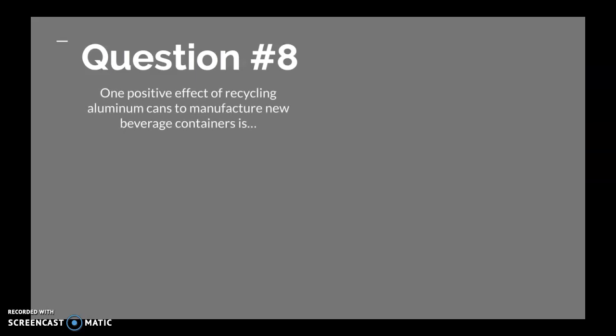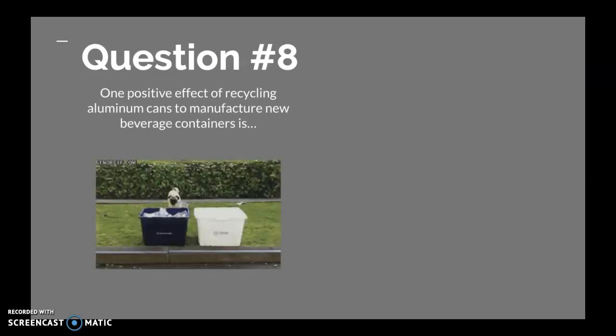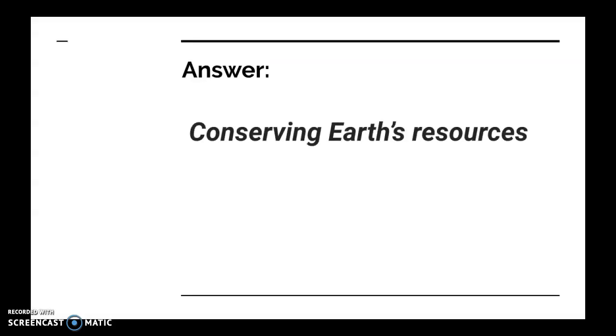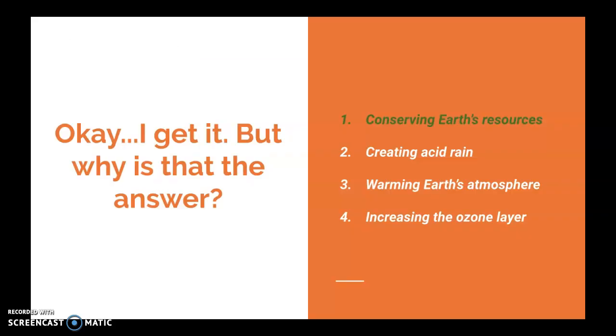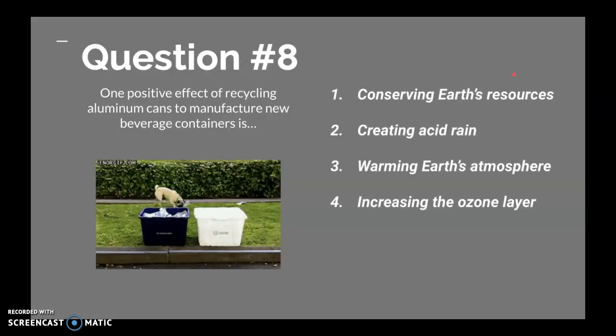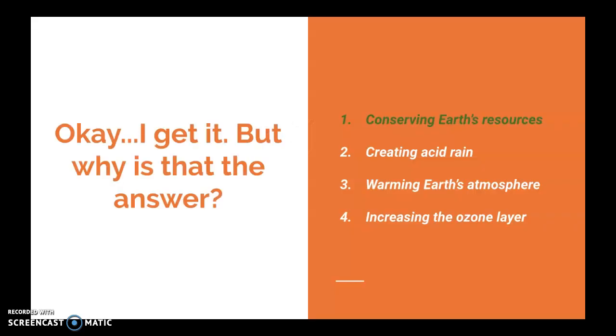Number 8. One positive effect of recycling aluminum cans to manufacture new beverage containers is conserving Earth's resources, creating acid rain, warming Earth's atmosphere, increasing the ozone. Answer: conserving Earth's resources. Folks, when we recycle, we conserve Earth's resources. We're not making new things, right? For this one, we can't accept acid rain. We can't accept warming Earth's atmosphere. We can't accept increasing the ozone layer, because we're looking for a positive, that it is conserving Earth's resources. Okay? Reduce, reuse, and recycle.